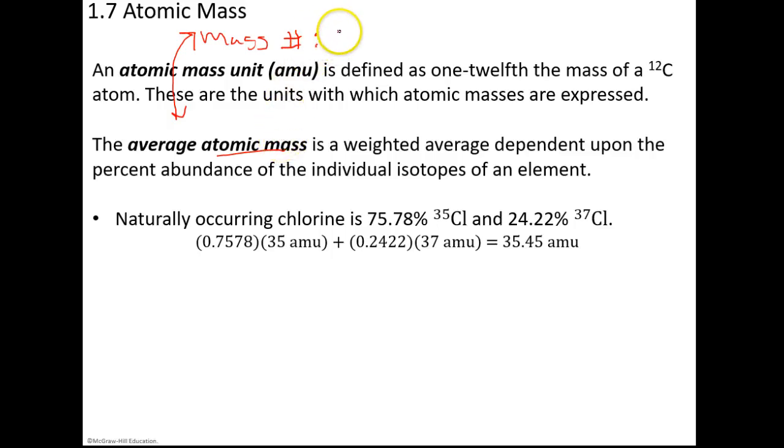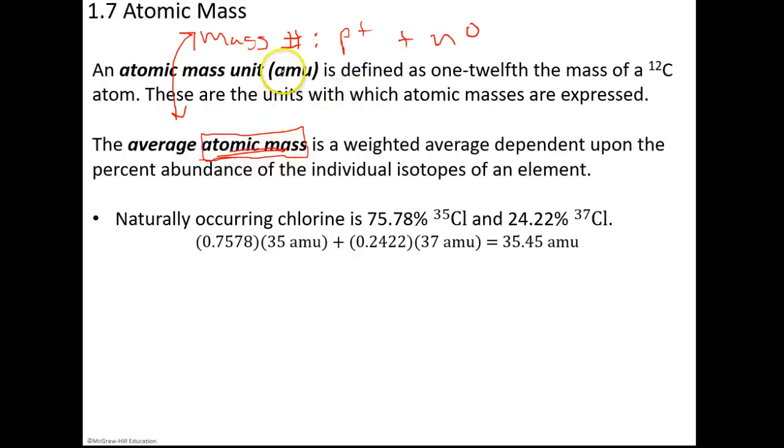The mass number, remember, is your protons plus your neutrons. The atomic mass is the weighted average of all the naturally occurring isotopes of the element, which I will explain in a second. The atomic mass unit, I'm not going to talk too much about. It's basically just the unit that we use to describe the mass of these atoms. But really, it's the atomic mass that we're looking at on this page.